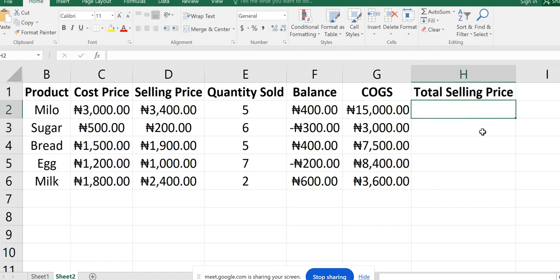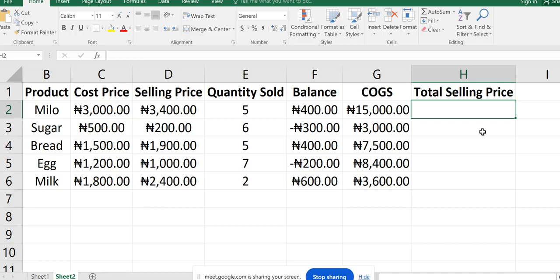It's very easy. How do we calculate our total selling price? It's just in normal English. Selling price. Total selling price. You went to the market. The cost price is only for one. The cost of goods sold is to get the cost of goods sold for the 5 quantities bought.